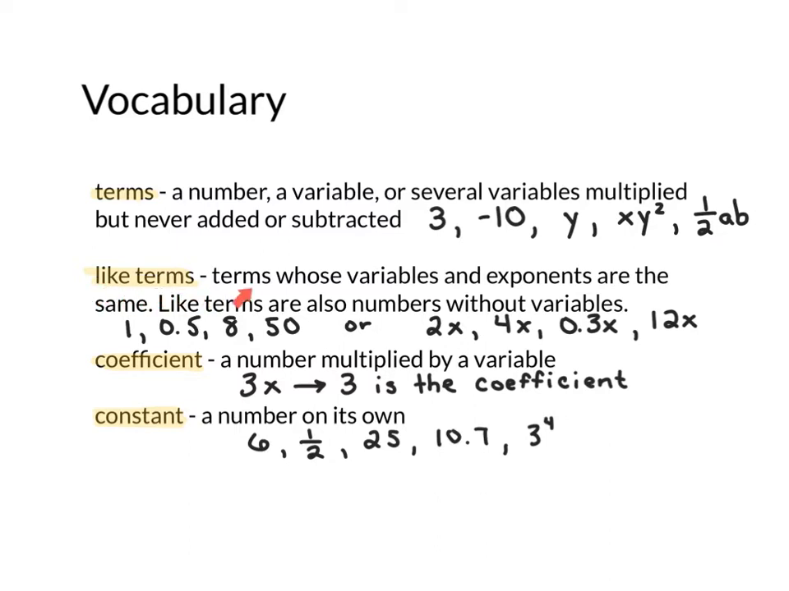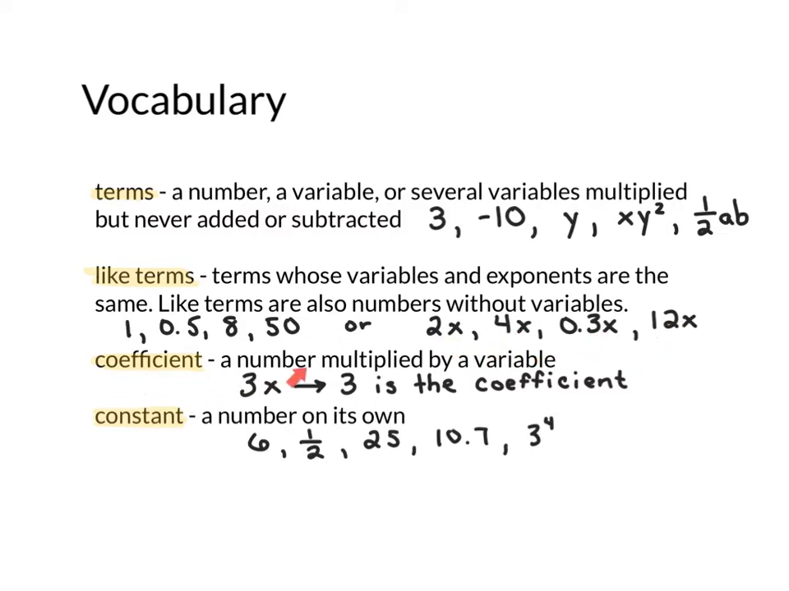Like terms. Terms whose variables and exponents are the same. Like terms are also numbers without variables. Here's a list of numbers. They are all like terms. Here's a list of monomials that have a coefficient and the same variable at the same power. They are like terms because the variable is always x.